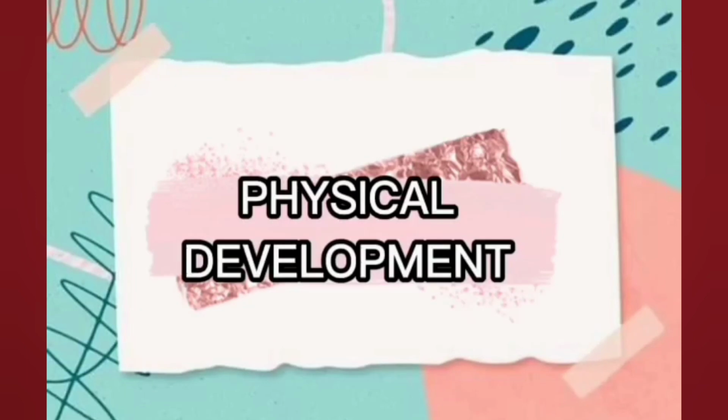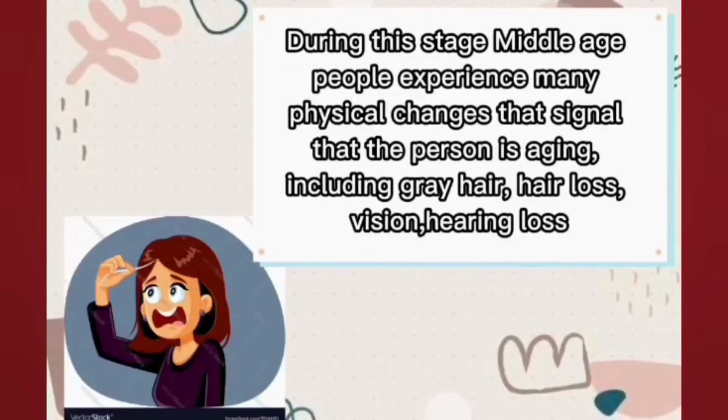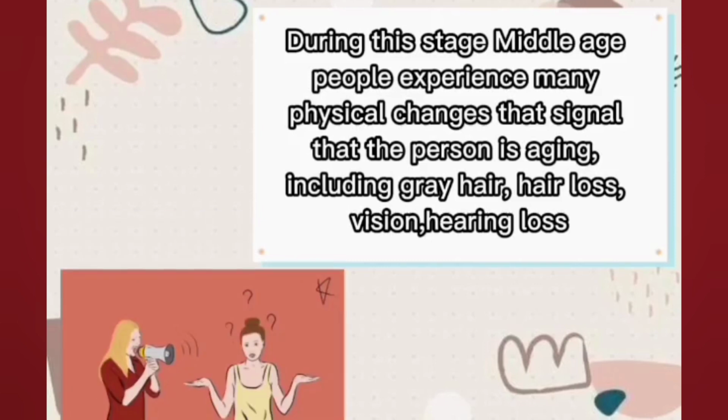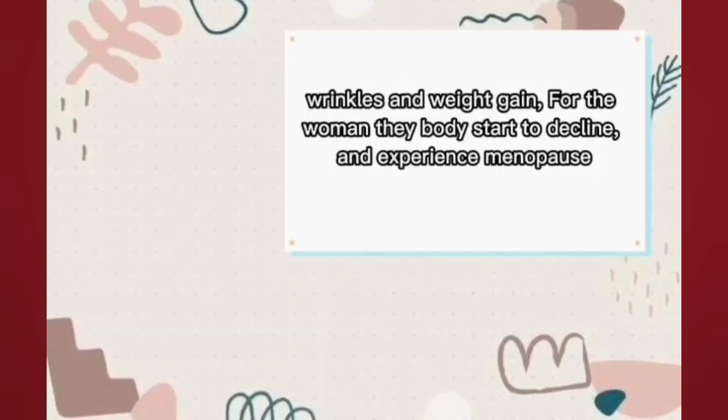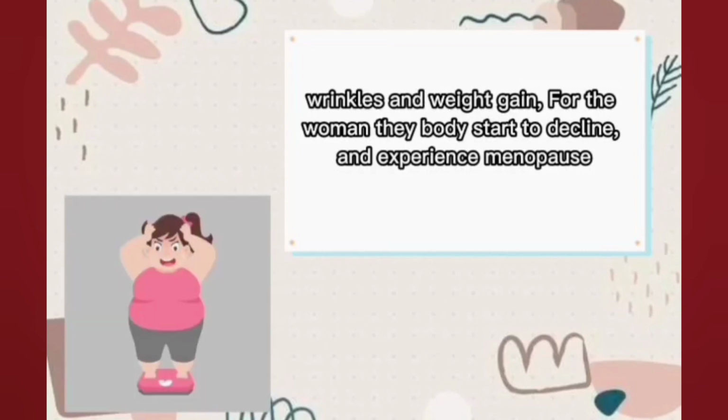Next is the physical development. During this stage, middle-aged people experience many physical changes that signal that the person is aging, like wrinkles and weight gain. For women, their bodies start to decline and they experience menopause.